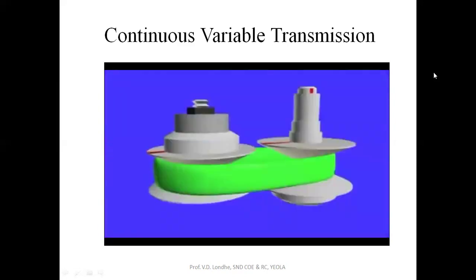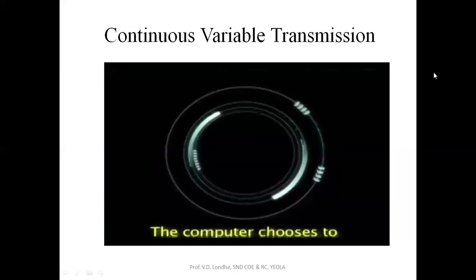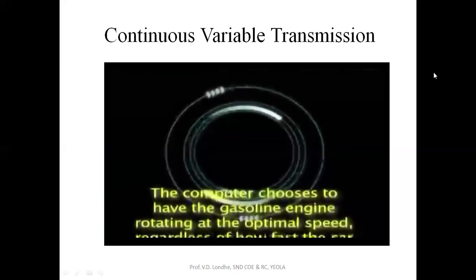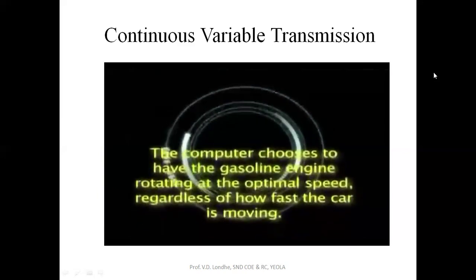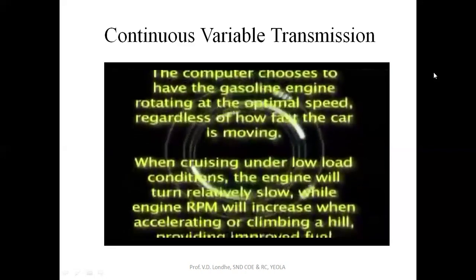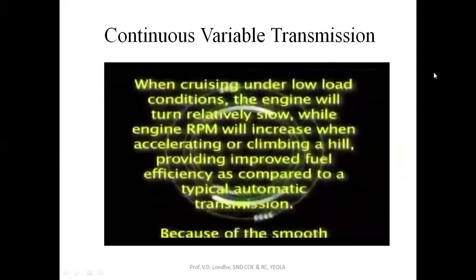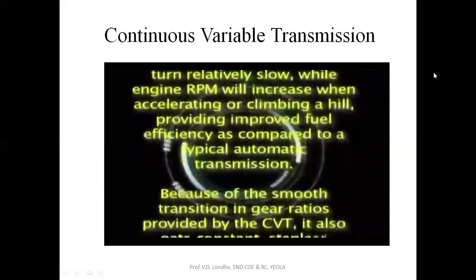By changing the width or space between the pulleys, an infinite number of ratios can be established. This is more or less the same principle as a multi-speed bicycle, where different diameter chain sprockets are selected to gain different speed ratios. The computer chooses to have the gasoline engine rotating at the optimal speed, regardless of how fast the car is moving. When cruising under low load conditions, the engine will turn relatively slowly, while engine RPM will increase when accelerating or climbing a hill, providing improved fuel efficiency as compared to a typical automatic transmission.